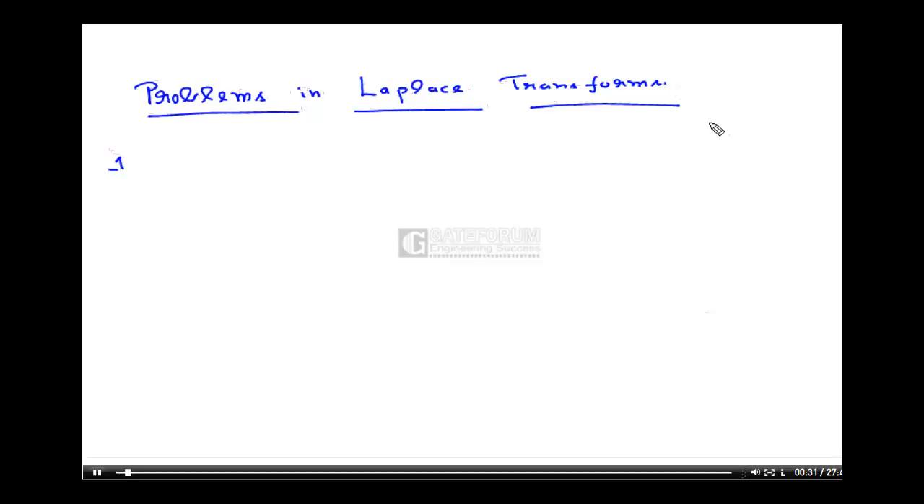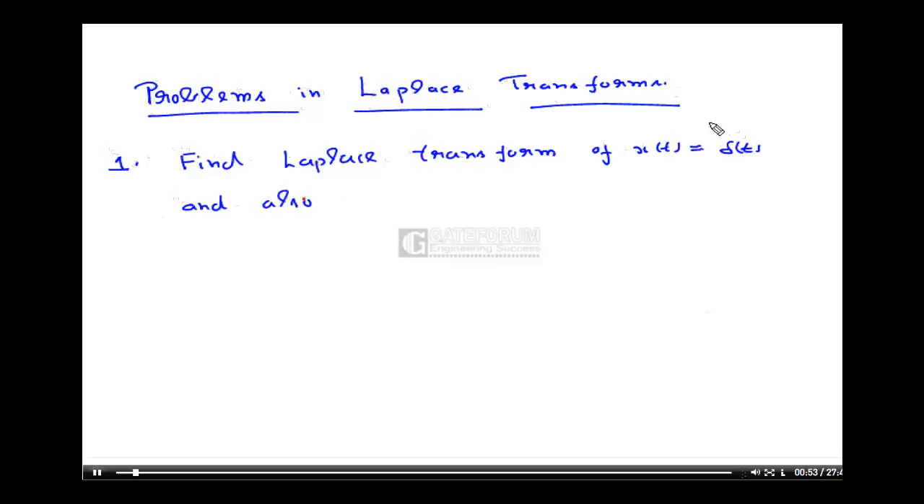First one, find the Laplace transform of x(t) equal to delta(t), where delta(t) is an impulse function, and also find its ROC.